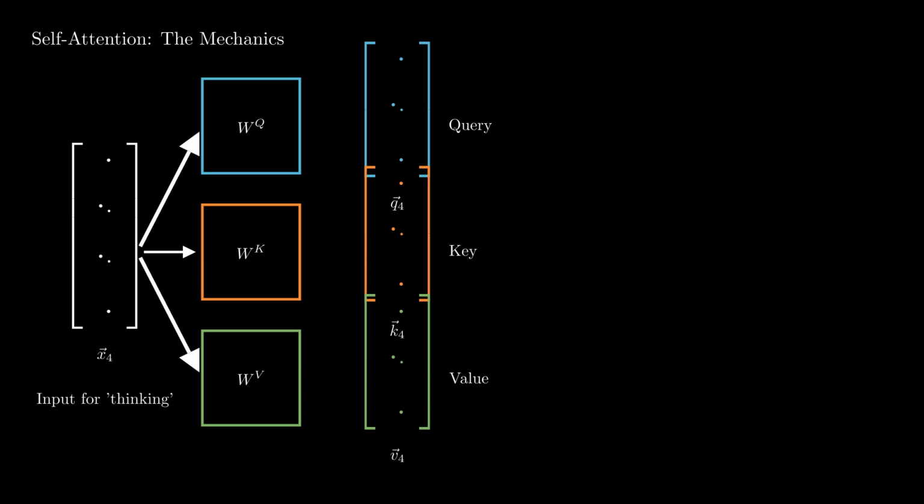And finally, x4 is multiplied by the WV matrix. This gives us the value vector, V4. The value vector holds the actual content or meaning of the word. This is the information that will ultimately be passed on to the next layer if this word is deemed important.